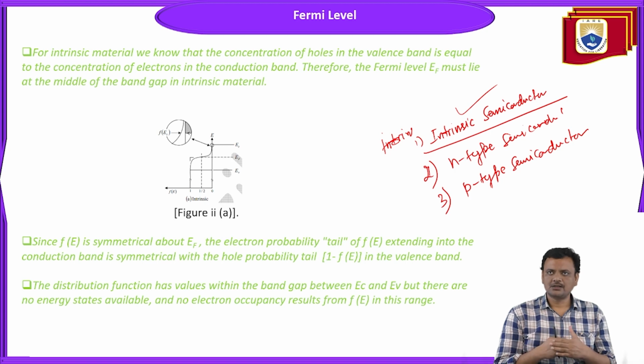I will talk about these semiconductors in terms of the Fermi level. What will be the position of the Fermi level in an intrinsic semiconductor, in an N-type semiconductor, and in a P-type semiconductor?